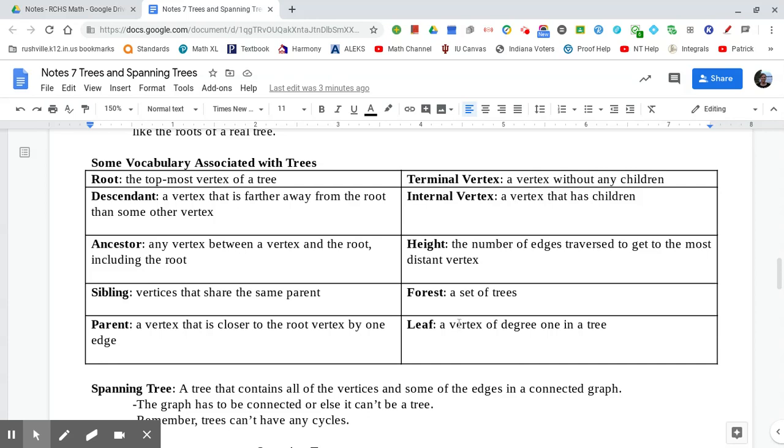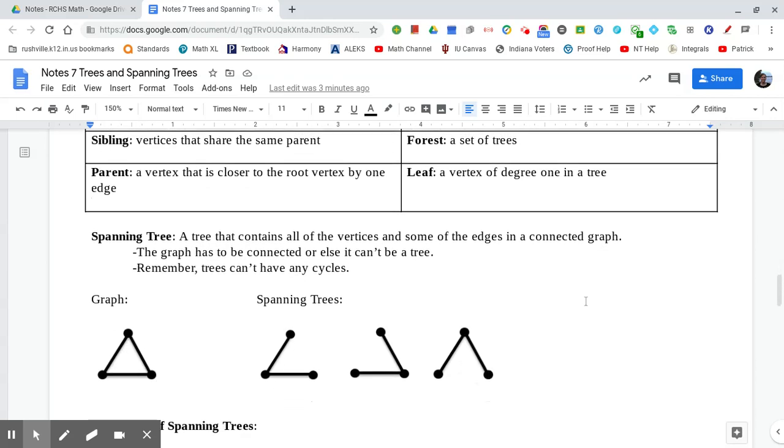All right, but there's a lot of terminology there that you'd think of, especially when you think of a family tree. Spanning tree. Okay, so a kind of tree that we're going to study. A spanning tree is a tree that contains all of the vertices and some of the edges in a connected graph. The graph has to be connected or else it isn't a tree. And remember that trees can't have any cycles.